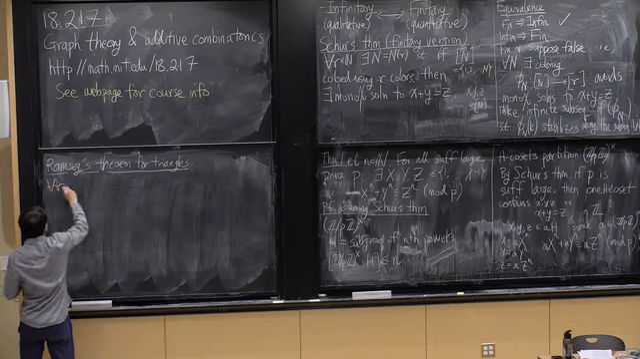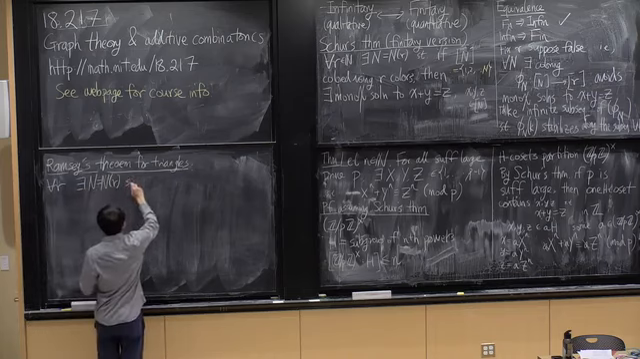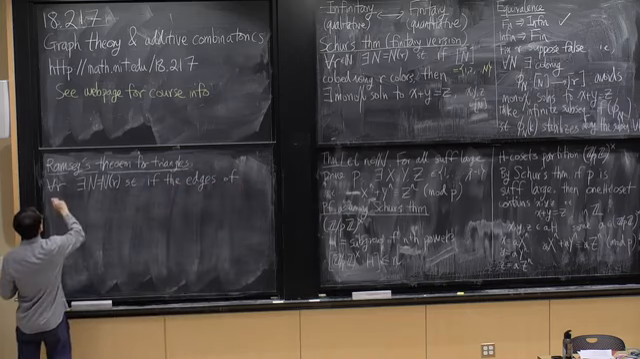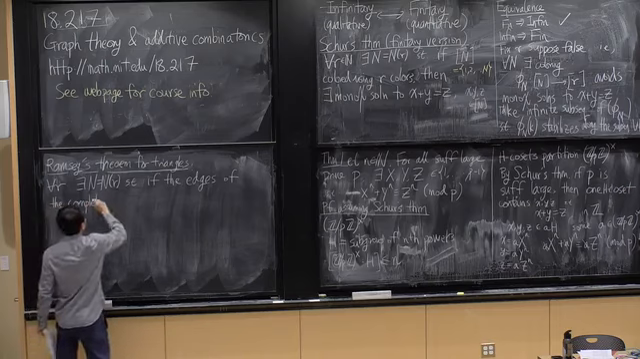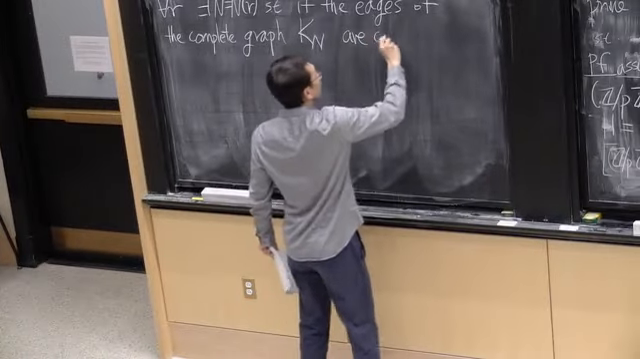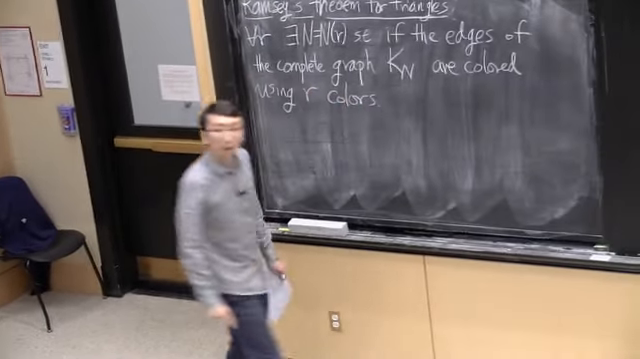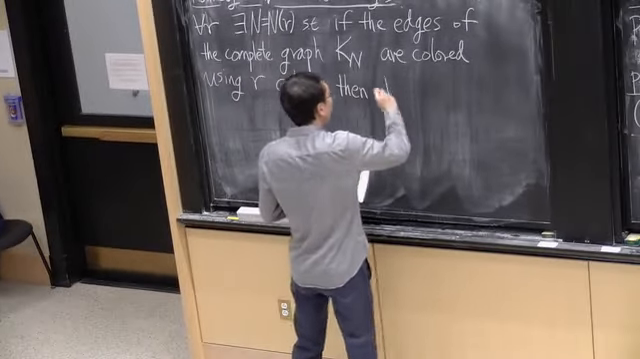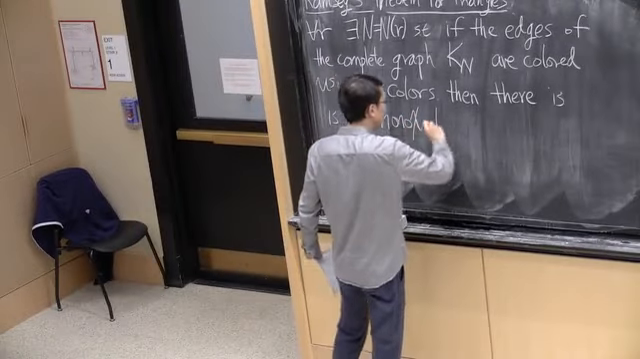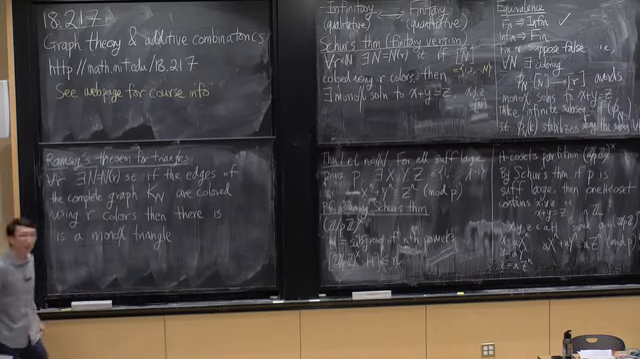That if you give me an R, the number of colors, then there exists some large n such that if the edges of the complete graph K sub n on n vertices are colored using R colors, then there exists a monochromatic triangle somewhere. Okay. Any questions so far about any of these statements?